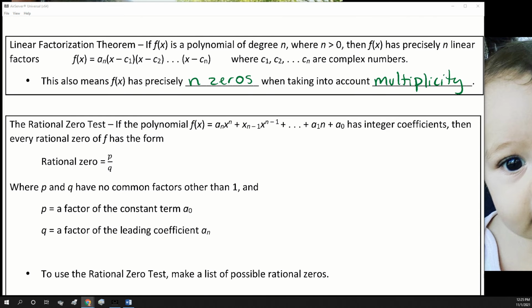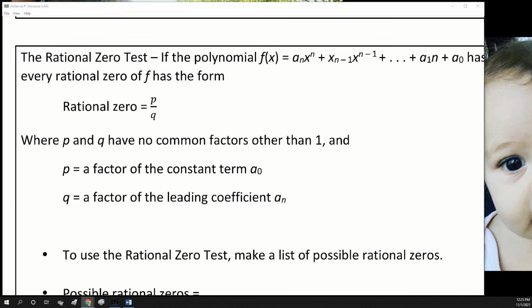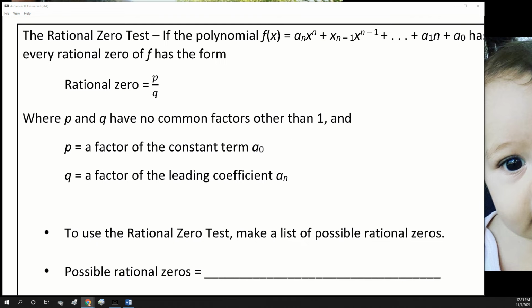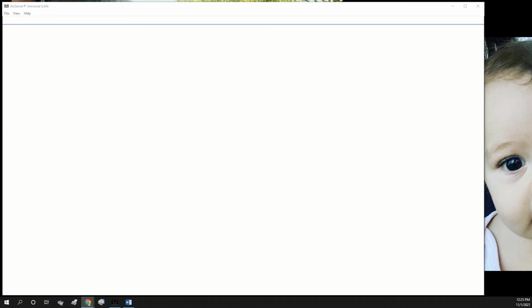Okay, then we have the rational zero test. Some people saw tests on the board and thought we were taking a test today. We're using this to help us make a list of possible rational zeros. So before, we had some like this on Friday. We would have a function maybe like this.